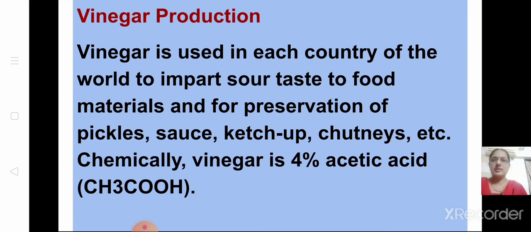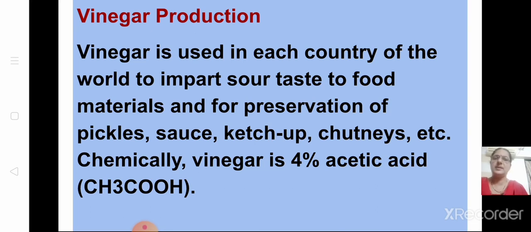We buy sauces, we buy pickles. Why doesn't it get spoiled very soon? Because they add vinegar to it. Even at home we can use vinegar. Even in Chinese food we use a little bit of vinegar, it gives a sour taste to the food. Okay. And chemically, what is vinegar? Vinegar is 4% acetic acid. You know the formula of acetic acid?